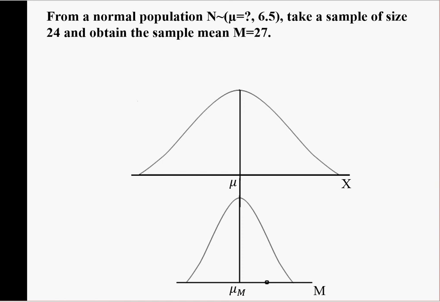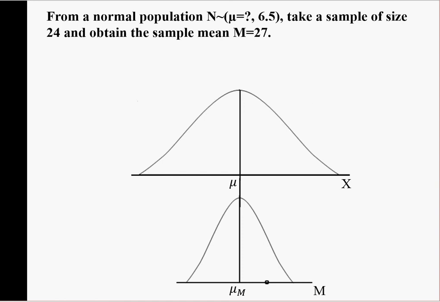Now, think about this question for a moment. If from this normal population we take all possible samples of size 24 and calculate sample means every time, we would obtain all possible sample means of size 24, right? And all these sample means of size 24 would form a theoretical sampling distribution of the sample mean, such as this one. Okay.